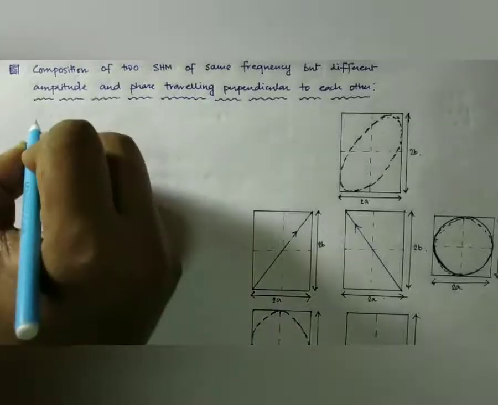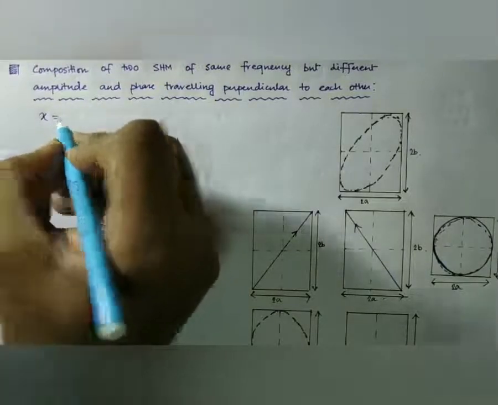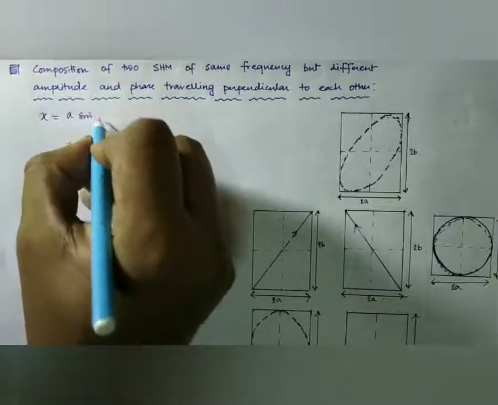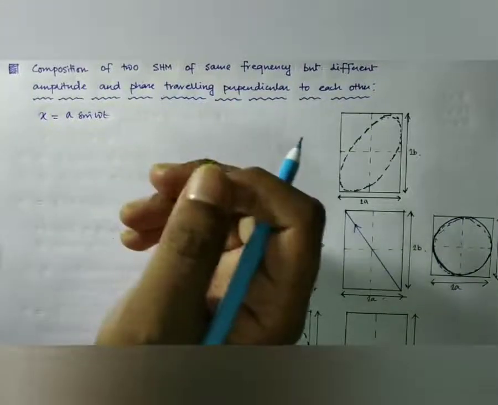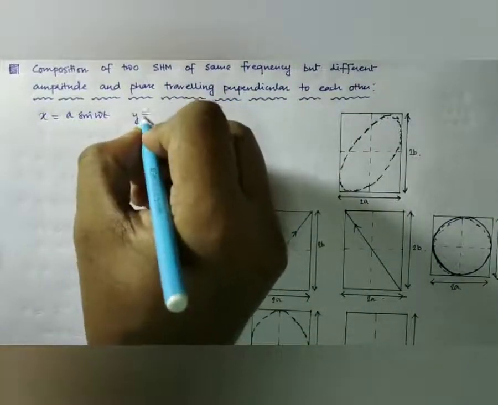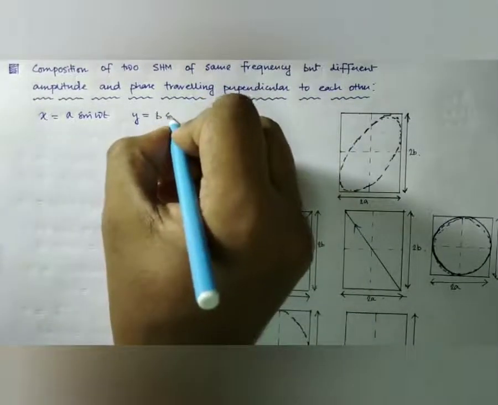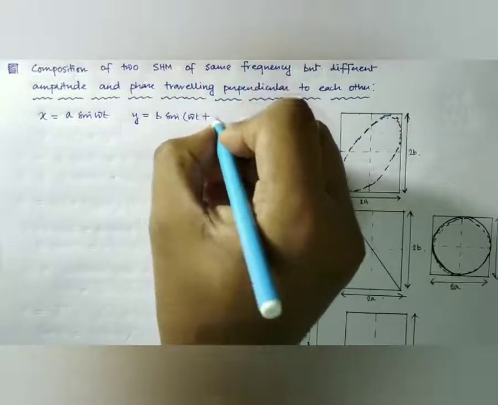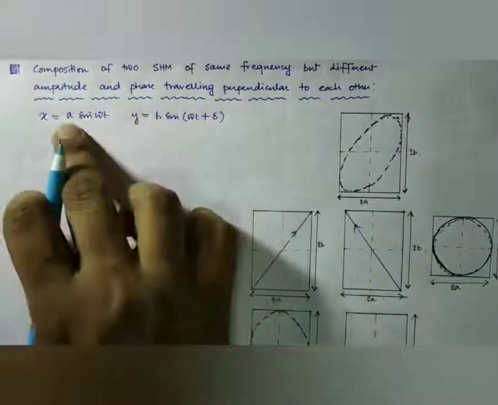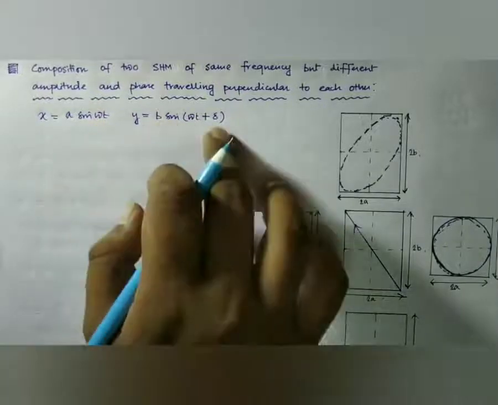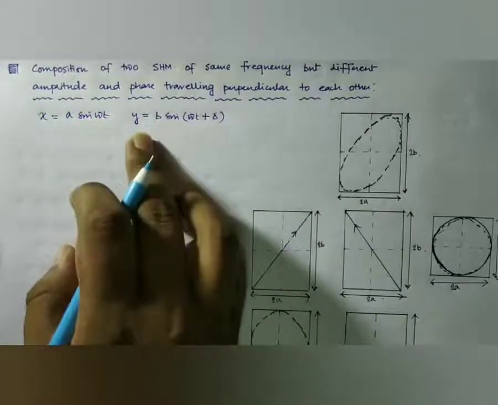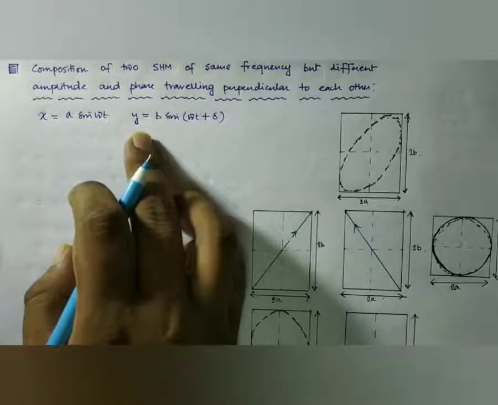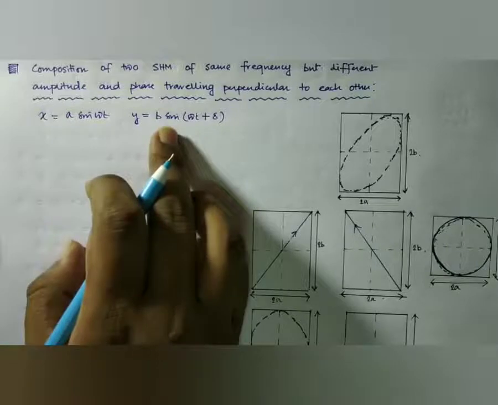So we can assume the two motions as x equal to a sine omega t, and another one which is perpendicular to this motion, it is y equal to b sine omega t plus delta. Look, they have same frequency, different amplitude and different phase. It is omega t and omega t plus delta, so they have delta phase difference between them. Now as they are traveling in mutually perpendicular directions, the regular law of superposition is not applicable here. So we have to find out what will be the situation when they superpose with each other.